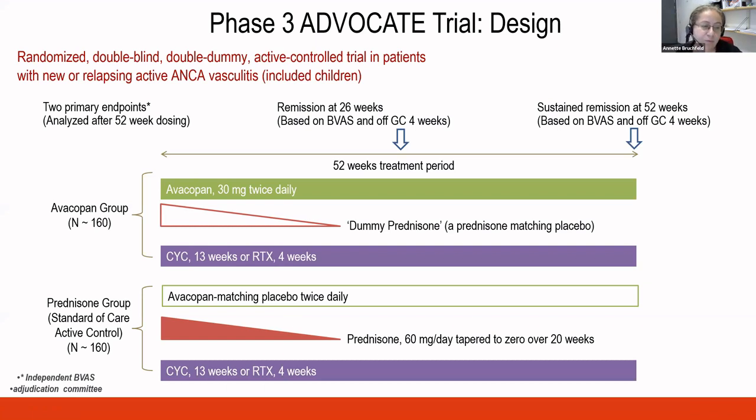This was a large trial, with 160 patients in each group. The investigator could choose whether to use cyclophosphamide or rituximab. The avacopan group received avacopan 30 milligrams twice daily, whereas the standard of care group received avacopan-matching placebo twice daily, and then prednisone 60 milligrams per day. This had to be tapered over 20 weeks to 0.